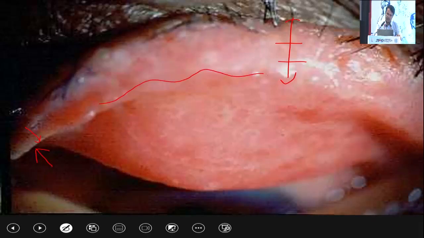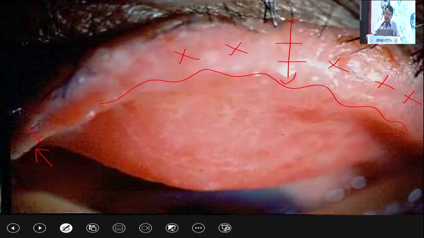This posterior lid margin is all destroyed and rounded, and you see no meibomian gland orifices in the lid margin at all. So that immediately makes you suspect that it is actually a sebaceous gland carcinoma, pagetoid variant. In a sebaceous gland carcinoma, what are lost are meibomian gland orifices because it's a tumor of the meibomian gland.